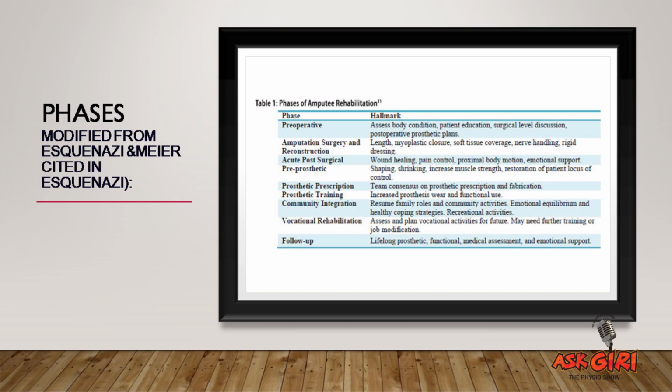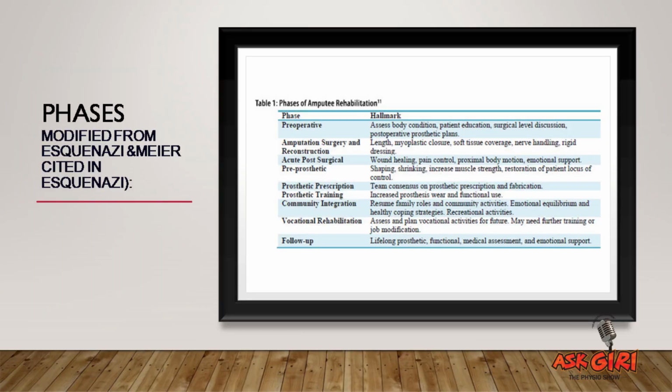Phases, right? This is modified from Esquenazi and Meier, cited in a paper. These are the 7 stages here. We'll see. The first is the pre-operative stage. The pre-operative stage is mainly preparing yourself for that amputation. This is mainly for conditions like gangrene and osteosarcoma and things like that.